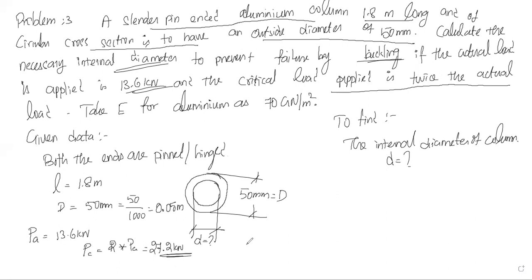And they have mentioned that E value is equal to 70 into 10 to the power 6 kilonewton per meter square. Now let us move on to the solution part.